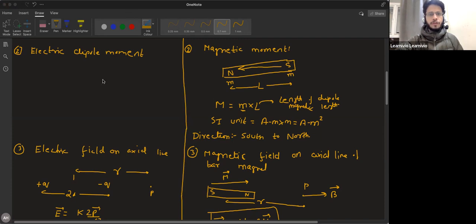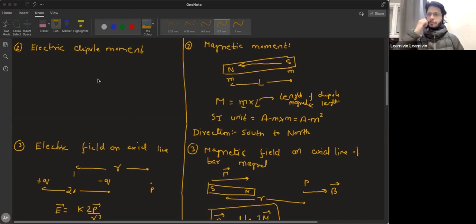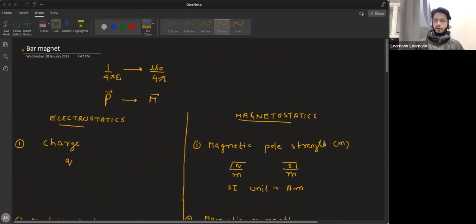Nabil, we have started natural magnetism. So we're doing bar magnet current. This is a portion of chapter number 5, chapter 5 of NCERT. Sorry, I forgot to write.